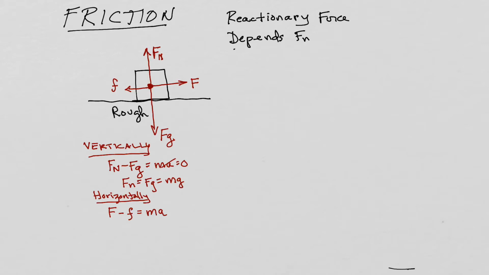It also depends on the roughness of the surfaces, and that is taken care of by a coefficient of friction called mu. And mu is a value between 0 and 1, and it is a dimensionless, unitless number, and friction is equal to mu times the normal force.